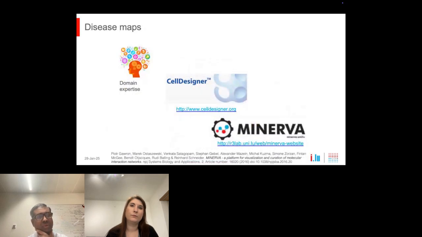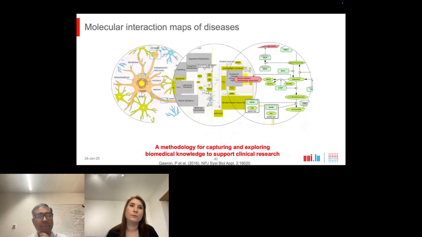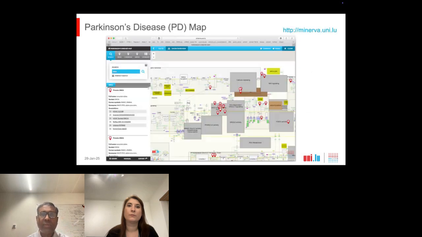The other area is what we call disease maps. Disease maps is a methodology to capture and explore biomedical mechanistic models happening at the molecular level. It's a very highly curated domain knowledge. We have been investing in this area for more than a decade. We also built a tool called Minerva, and it uses something like a Google Maps kind of API. It's not Google Maps, but it's built very similar to Google Maps.